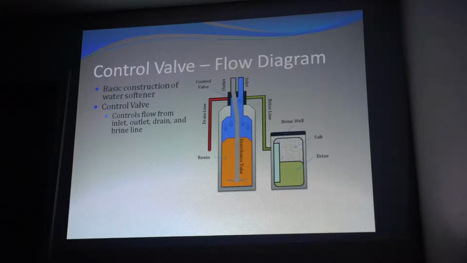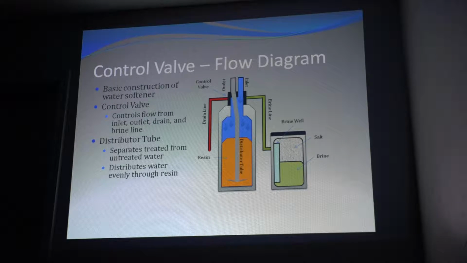Trying to follow how we did this, the basic construction of the water softener. The control valve controls the flow from inlet, outlet, drain, and brine line. The distributor tube separates treated from untreated water and distributes water evenly through the resin. That's critical. You'll notice that we use two different types of distributors. On the smaller tanks we use a basket type with just fine slots in it.